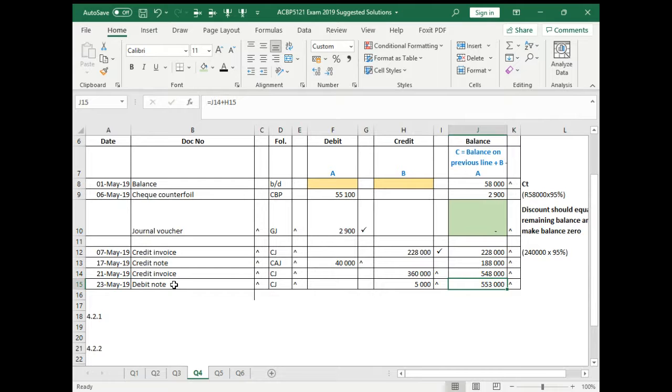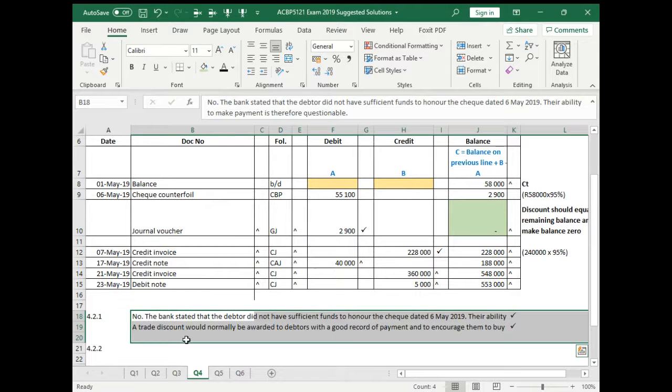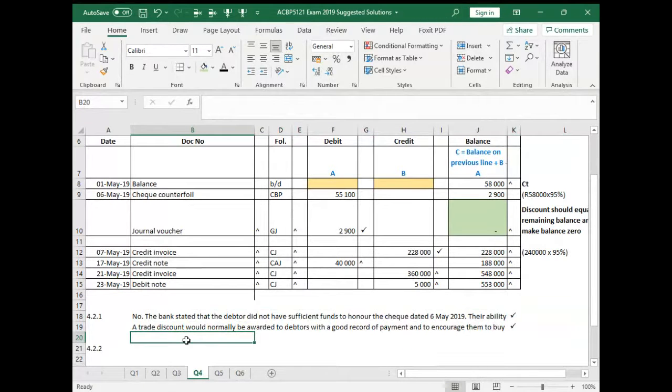Okay, so in this question, what you had to see initially is that the previous payments they made, the check bounced. They didn't have sufficient funds. So normally when we provide someone with a discount, we would give them a discount to encourage them to buy more and they have a sound business, so they are able to actually pay your accounts.